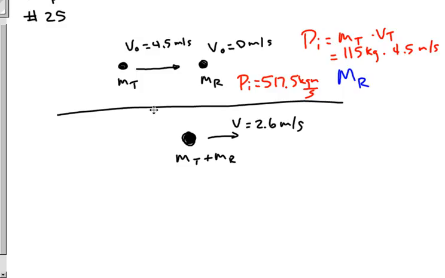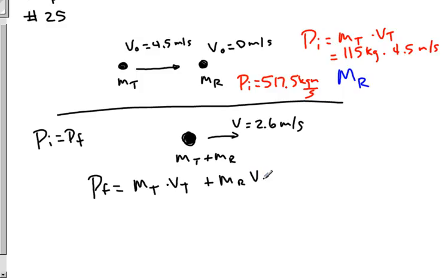Because this is a collision, that means that our final momentum must be equal to our initial momentum. So let's take a look at our expression for our final momentum. Our final momentum's expression is equal to the mass of the tackler times the velocity of the tackler plus the mass of the receiver times the final velocity of the receiver. And both of these will be final velocities.